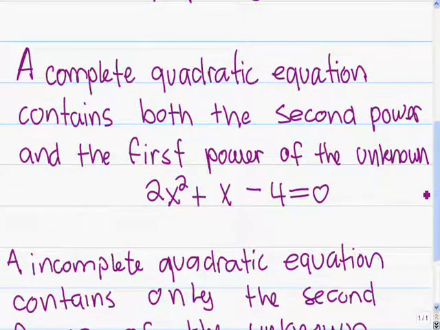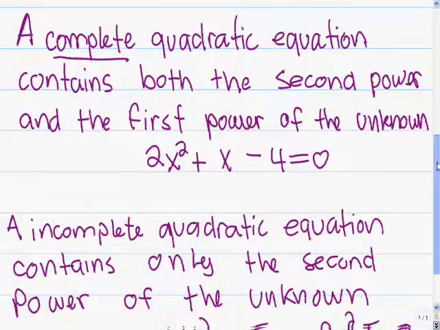The other thing you need to know is that a complete quadratic equation contains both the second power and the first power of the unknown, meaning that it has two variable terms. One has the second power and one is raised to the first power. A complete quadratic equation has two variable terms. One of them is raised to the second power and the other one is raised to the first power. That's what makes it a complete quadratic equation.